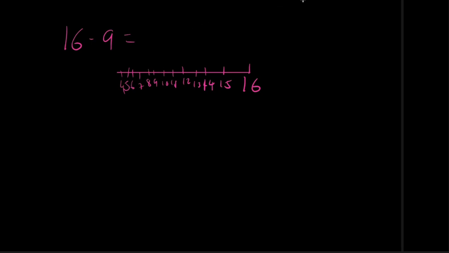You have to go down 9 steps. 1, 2, 3, 4, 5, 6, 7, 8, 9. When we reach that, the answer will be 7. That means 16 minus 9 equals 7.